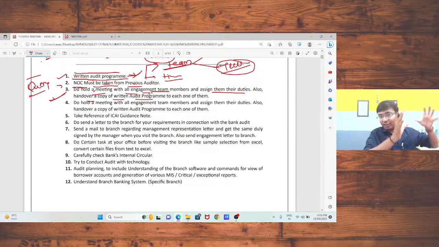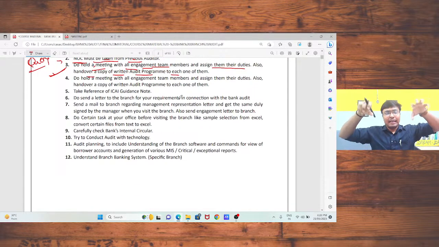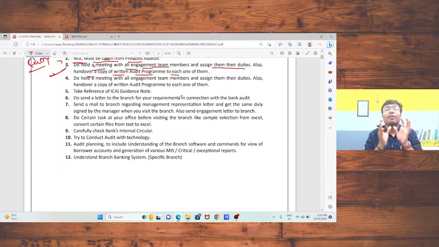We have decided the written audit program, that who is going to handle the technical work and what is included in that technical work, and who is going to handle the traditional work and what are the items included in that traditional work. So this written program has to be given to each one of them. Okay, sir, I'm just talking from the planning point of view, that how we can plan a bank branch audit. Then take reference of ICAI guidance note.